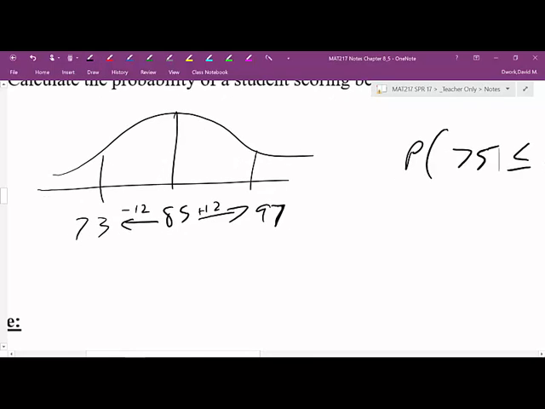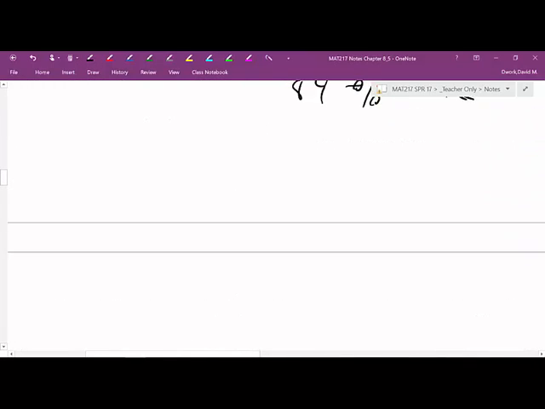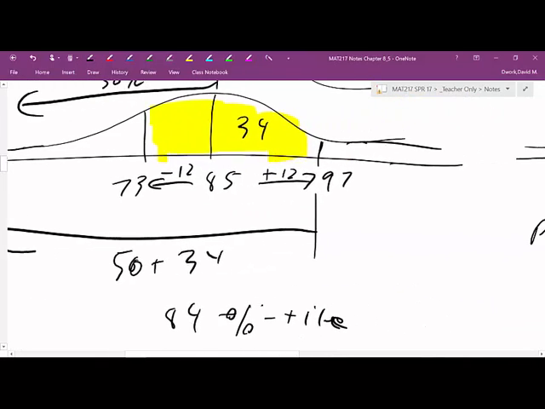So what we need to figure out is how far 75 is away from 85. To get distance, we do subtraction, right? So 75 minus 85 is negative 10, and that's okay. That just means it's 10 below the average. Now, how do I convert that into standard deviations? Well, using the logic from up above.